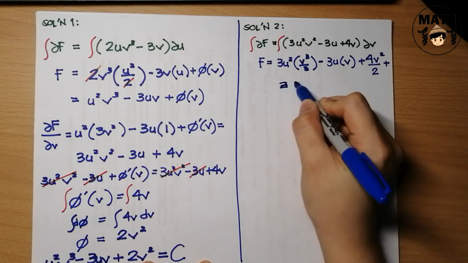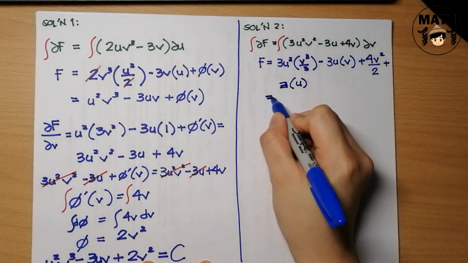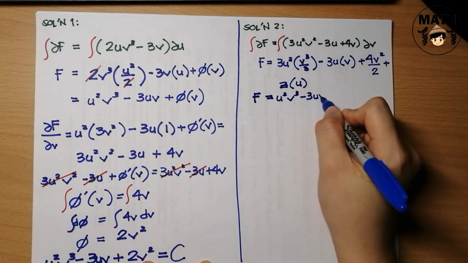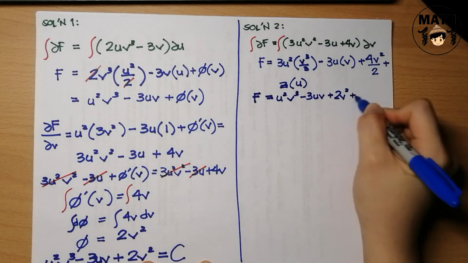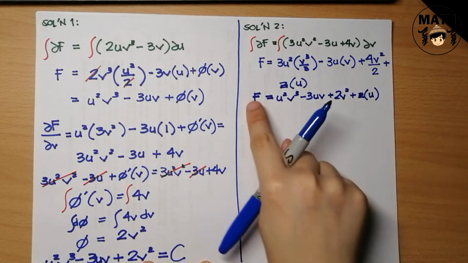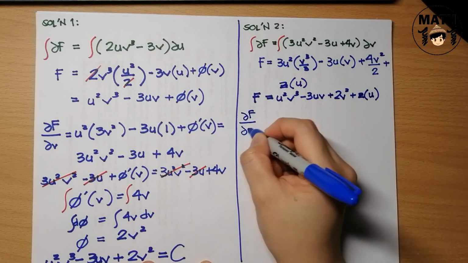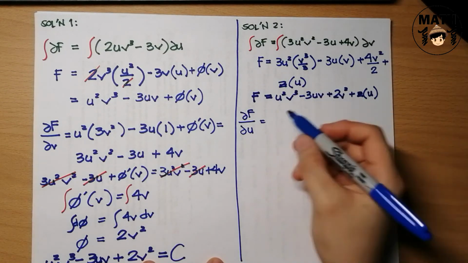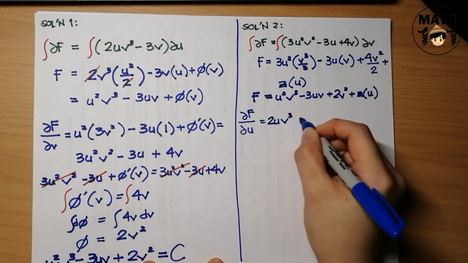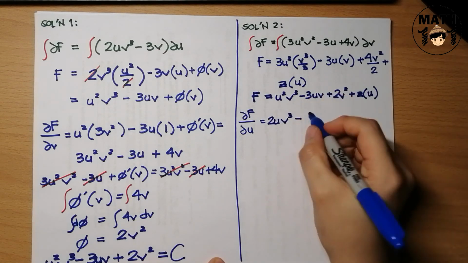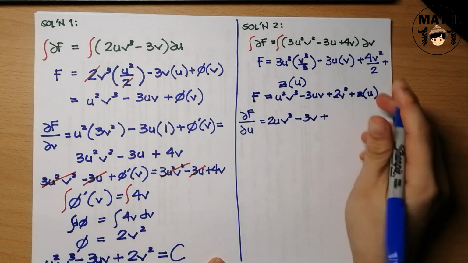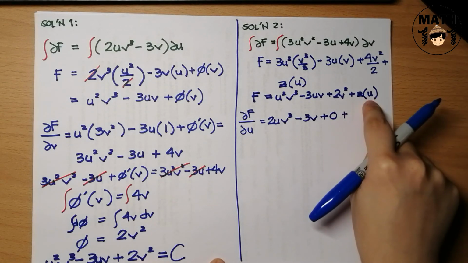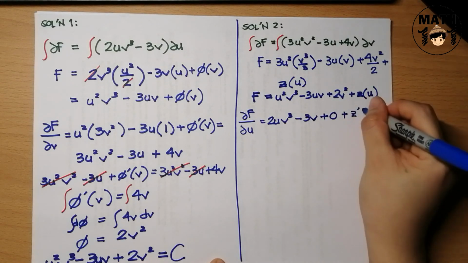Tawagin natin z as a function of u. So simplifying this function f, we have u squared v cubed minus 3uv plus 2v squared plus z as a function of u. Take natin yung partial derivative ni f with respect kay u and i-equate natin dito. So v cubed is taken as constant, derivative ni u squared, 2u v cubed, minus derivative ni u is 1, so this will be negative 3v, plus derivative ni 2v squared with respect kay u, 0, plus derivative ng z na function ng u with respect kay u ay first derivative ni z.